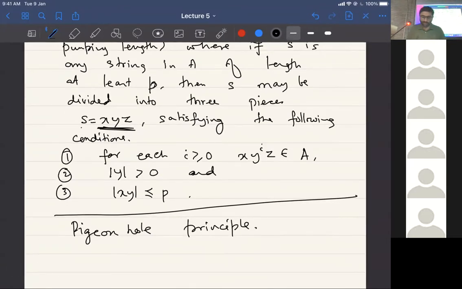So forget about condition number one, we will come back to it. Let's talk about condition number two. Is the length of y non-zero? Is the length of y positive? Yes, the length of y is positive. Is the length of xy at most P or not? Yes, it is P, so let's see.